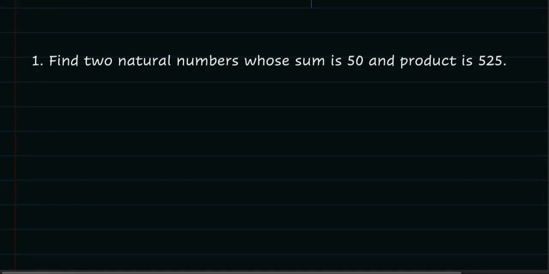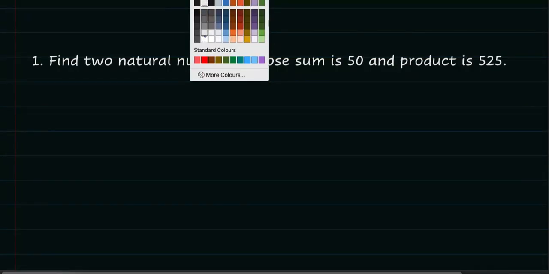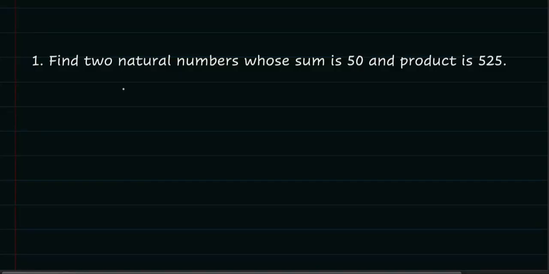So here you need to understand that, where is my marker? 1 second. Okay, this is the marker and this is the color. Got it. Okay.